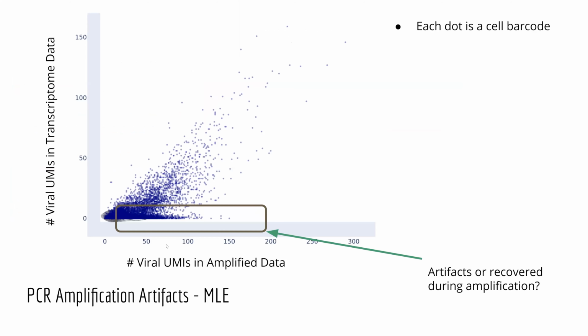And what you see here on the x-axis is the number of viral UMIs based on our amplified data, and each dot here is a different cell barcode. And on the y-axis, you see the number of viral UMIs in that same cell from the transcriptome data, not amplified. And you can see that there's this very clear artifact that shows up where there are a bunch of cells that have very high UMIs in the amplified data that have almost nothing in the transcriptome, suggesting that this is some kind of artifact.